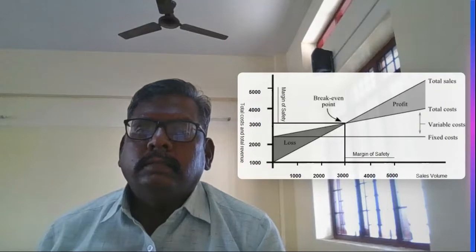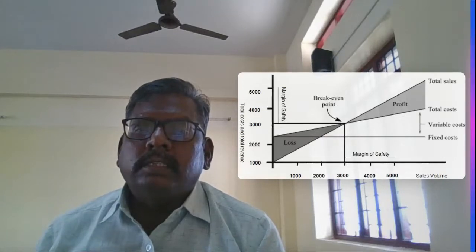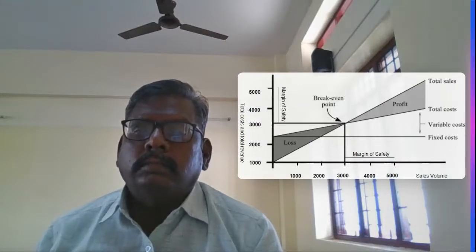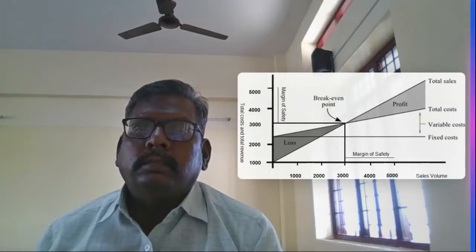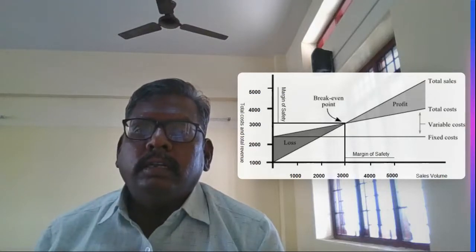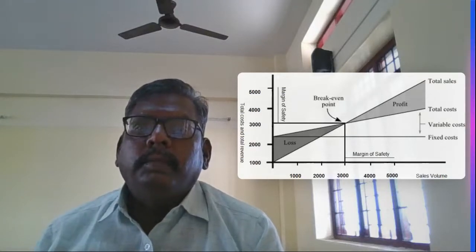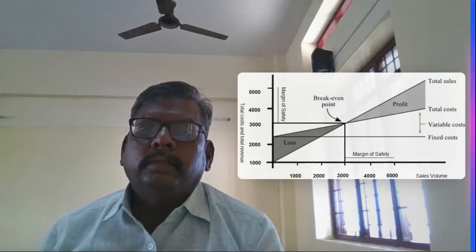For example, suppose a company wants to produce products. How many products, if they sell, can they get neither profit nor loss? It may be 10 products or 20 products, whatever it may be. Identifying that is called the break-even point.